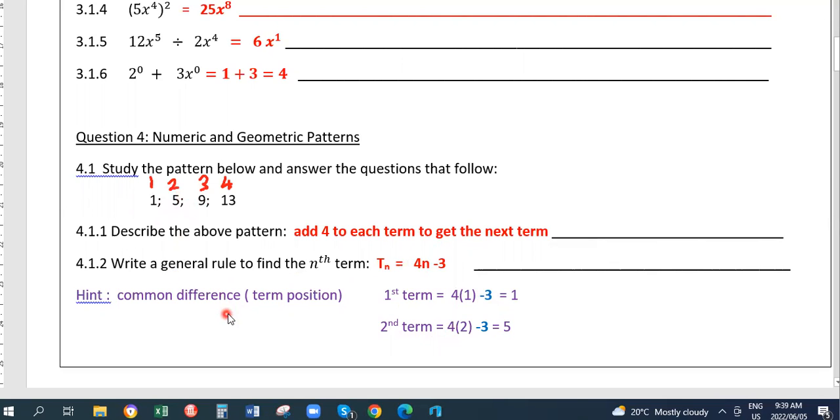And your third term will be 4 times 3, which is 12. Sorry, 12 minus 3. So your third term will be 4 times 3 minus 3. 4 times 3 is 12. And 12 minus 3 will be 9.